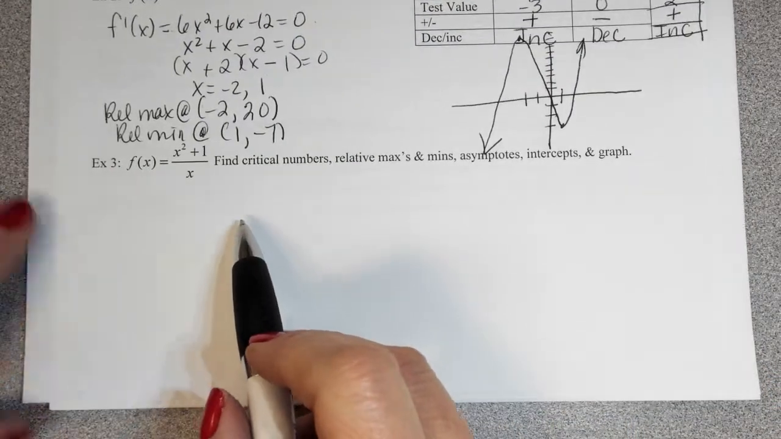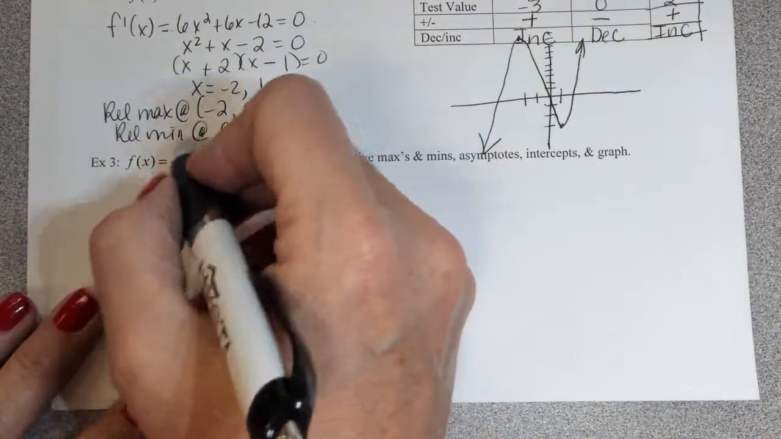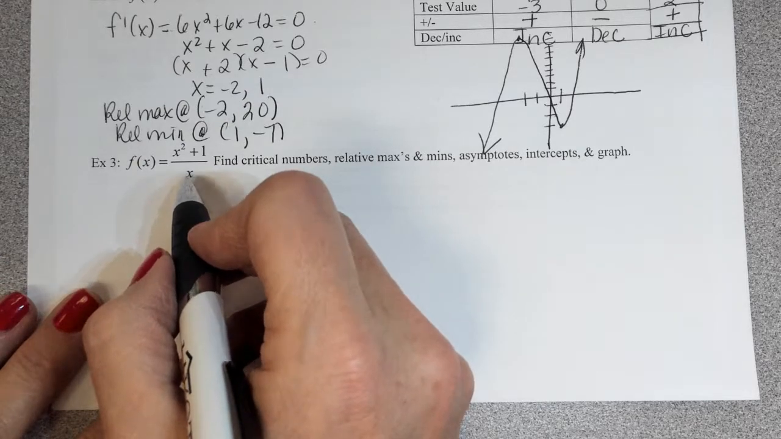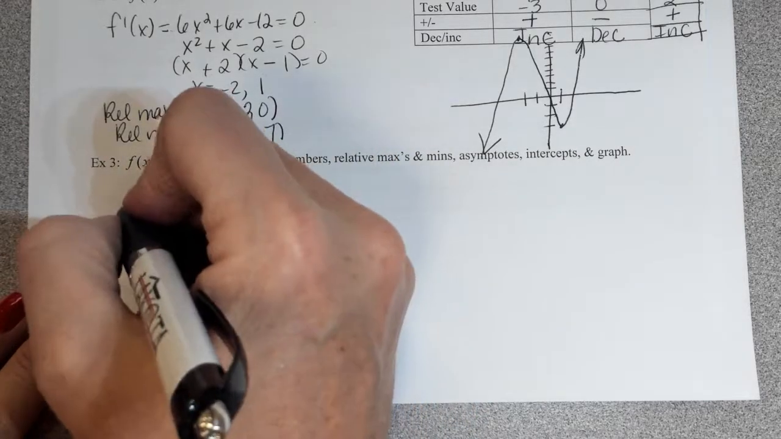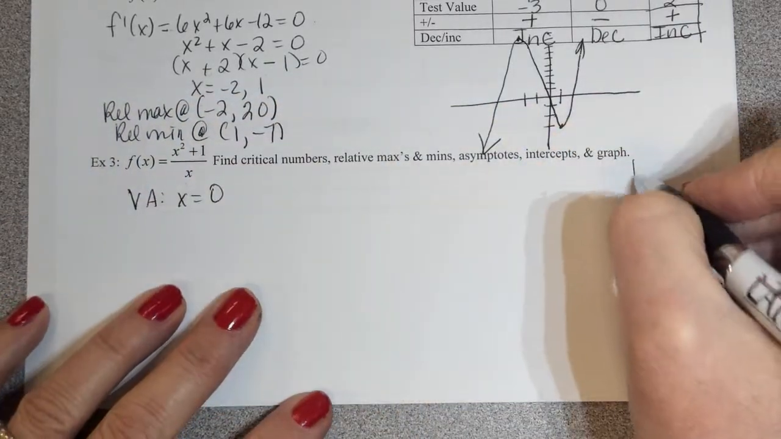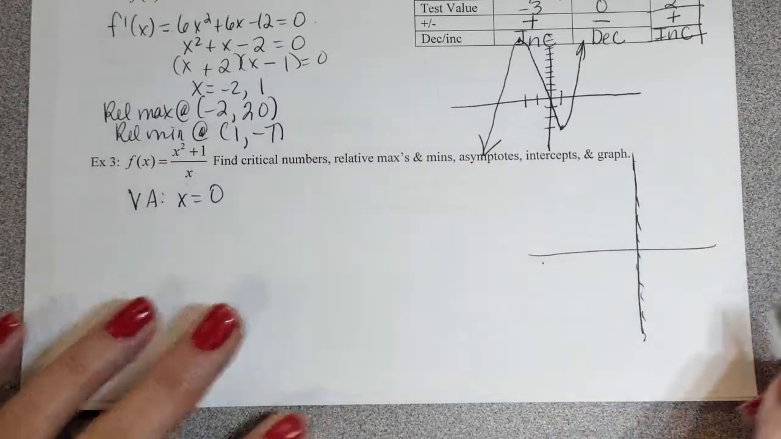All right, on this last one, same kind of thing. This one's a little different, though. I'm going to look at my original function. Whatever makes that denominator 0 is going to be a vertical asymptote. So I have a vertical asymptote at x equals 0. So before I do anything else, I want to go ahead and graph that vertical asymptote.